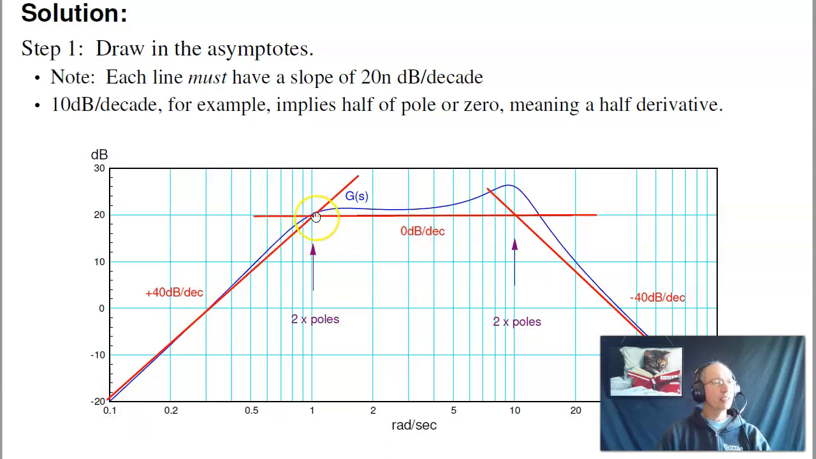Next, notice how many poles I have. Here I got the slope dropping by 40 dB per decade, so I've got 2 poles at 1. Slope drops another 40 dB per decade. I've got 2 poles at 10.